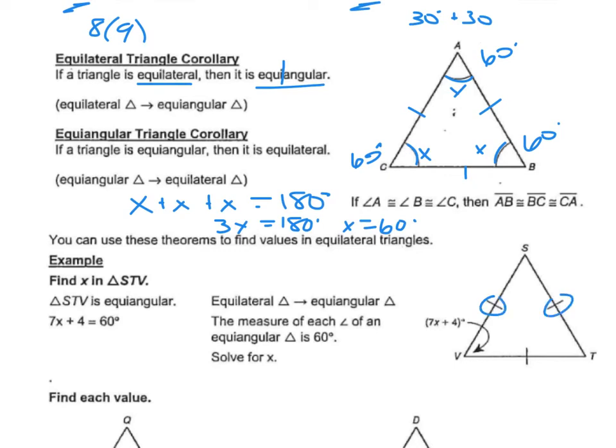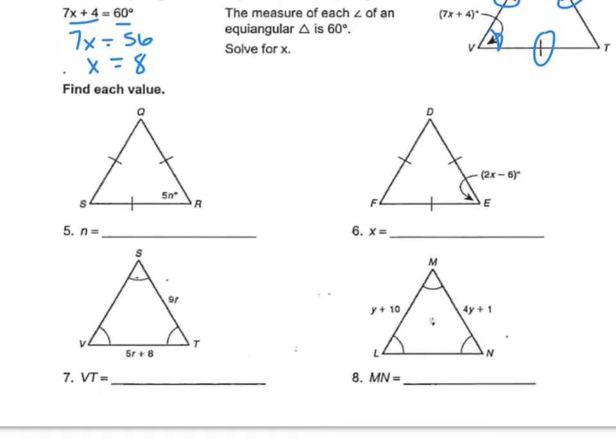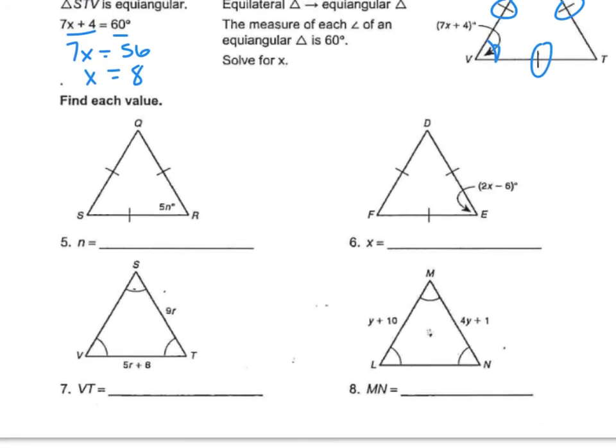Since it's equilateral, that means each angle must equal 60. So they said 7x plus 4 equals 60, and we can solve that. Subtract 4 from both sides. 7x equals 56, so x equals 8. So now we have a bunch of these type of problems. So I just like to use the fact that if it's equilateral, your angles are all equal to 60.